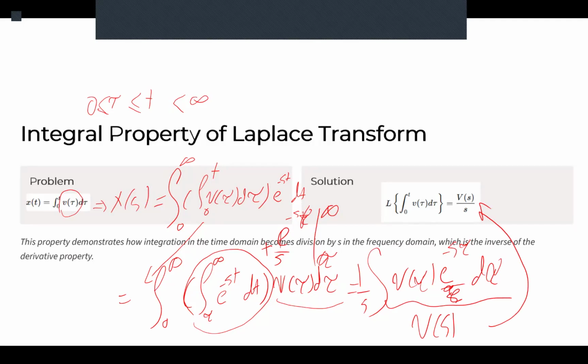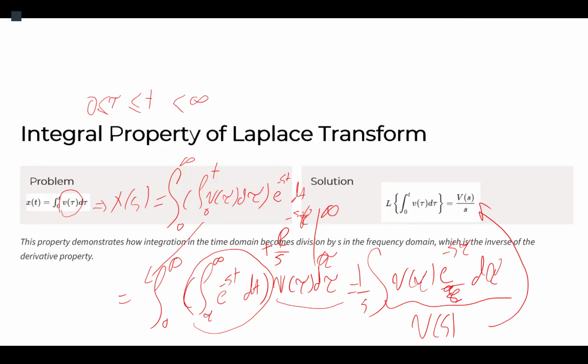Is that clear what we've done? It's kind of hard to follow your steps on the board. The writing is kind of hard to understand. Well, yeah. Let me explain what happened.